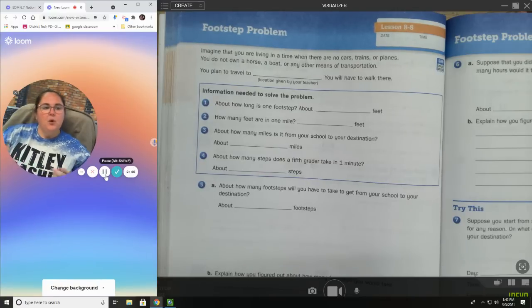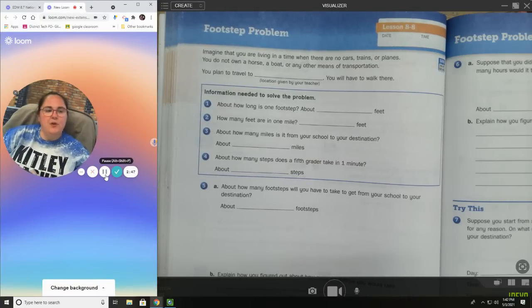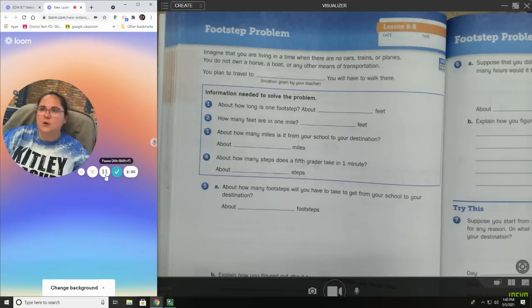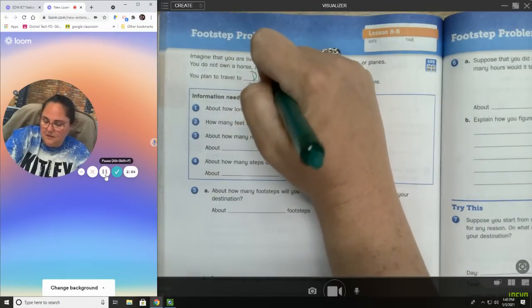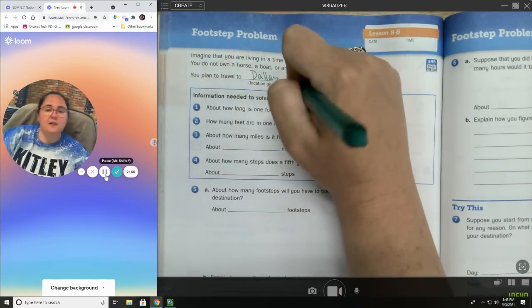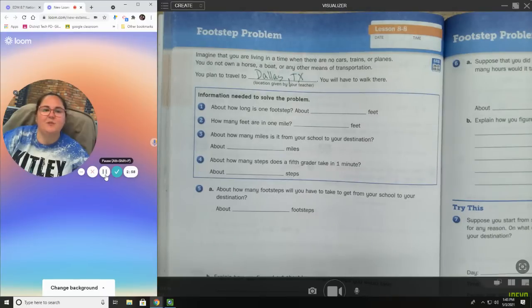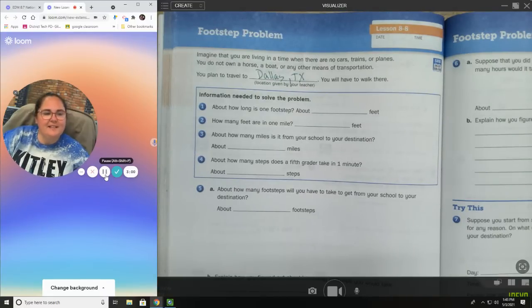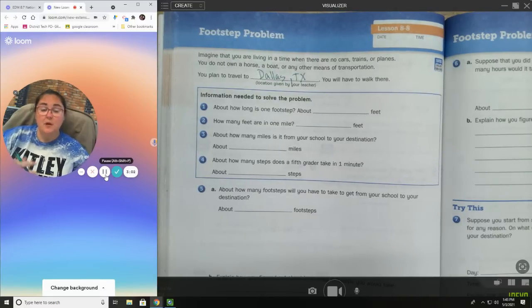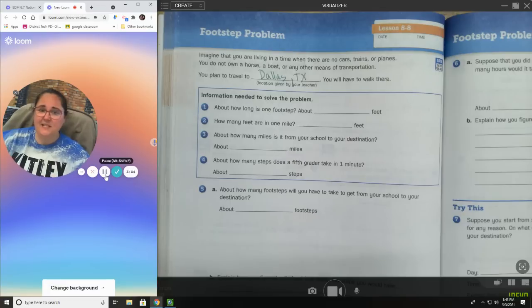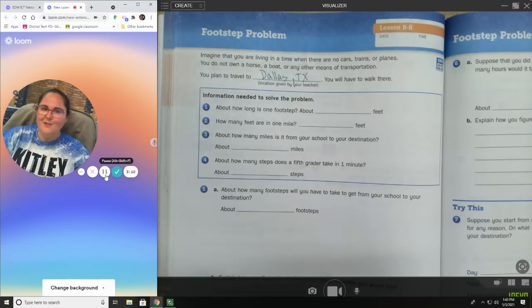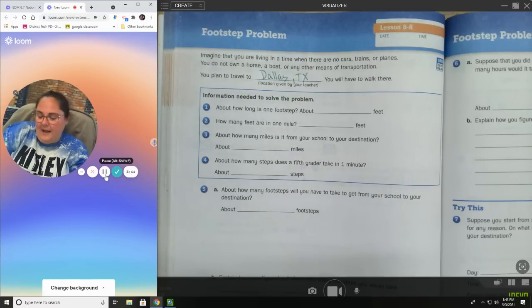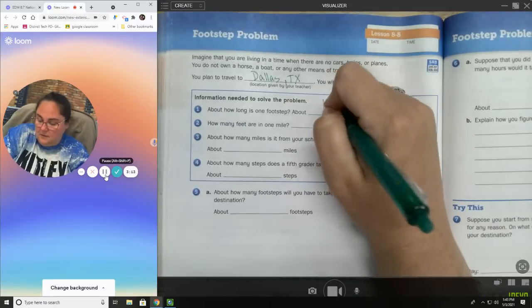Okay, so we are going to travel to, let's go to Dallas, Texas. I don't know why. I just thought it was a really cool city to go to. Let's do that. Going to Dallas, Texas, how long is one footstep? So I said that it's about 18 inches. Well, I know that there are 12 inches in 1 foot. So 18 inches is about 1.5 feet.